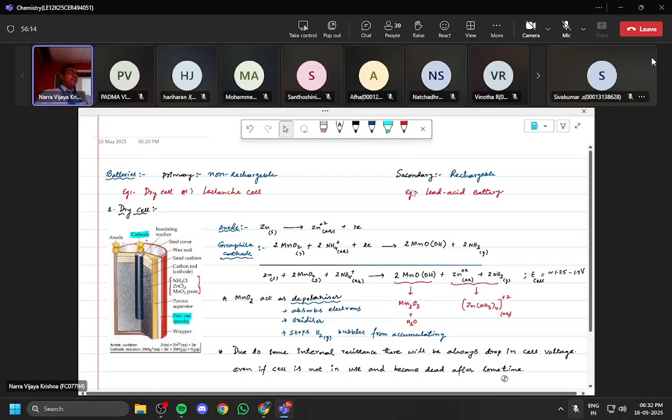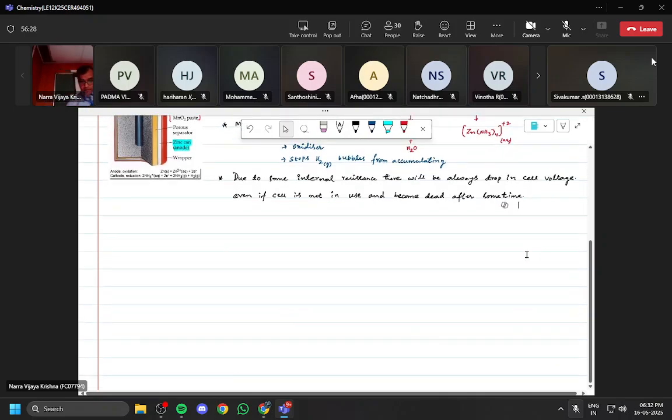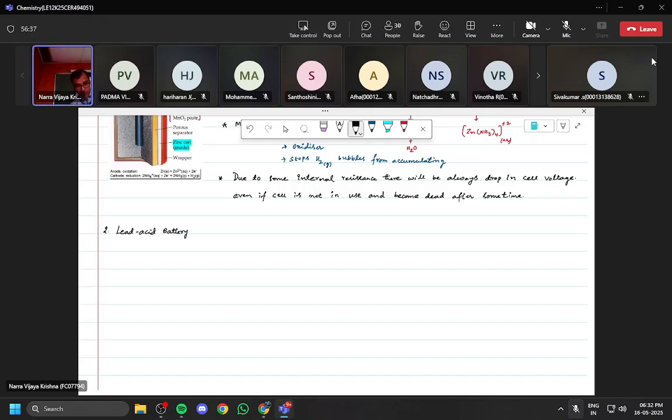Lead acid cells, rechargeable batteries, lithium ion batteries, Edison cells, all different types of cells we use, right? So first let me come to the second type of cell, that is the lead acid battery, which is rechargeable. These two are important according to our syllabus. The remaining things we will just learn and leave them, right? So let me take the image of the lead acid battery.